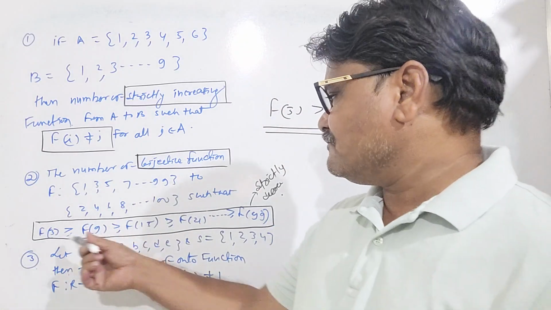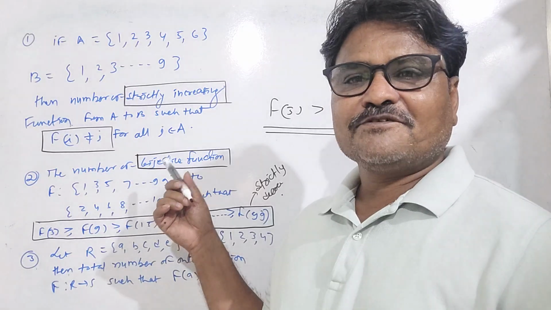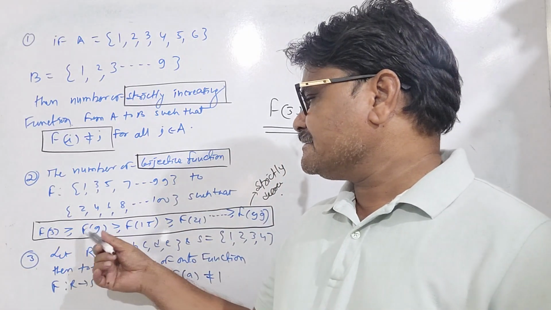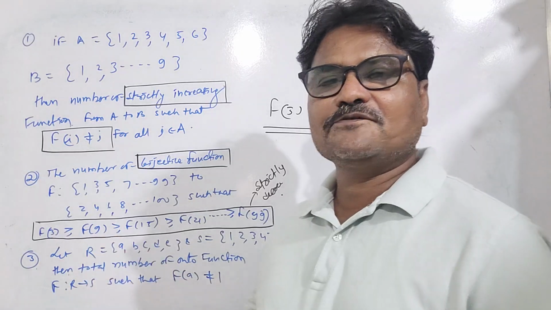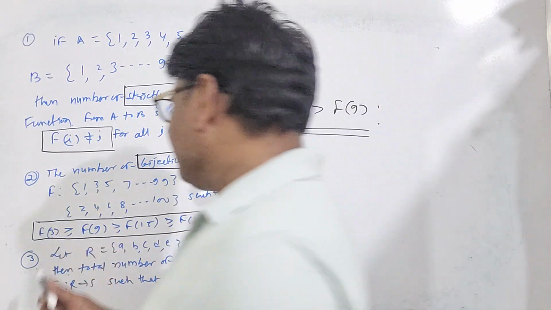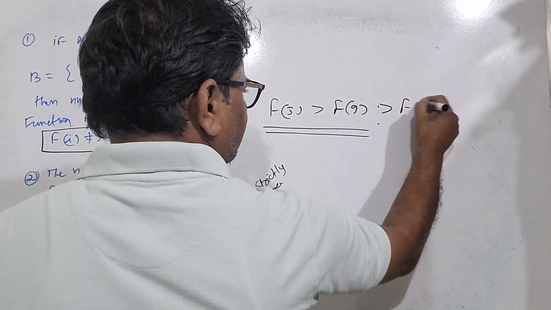Only here we have to use, because it is a bijective function, therefore it is 1-1. 1-1 means strictly increasing. Strictly increasing means f(3) is greater than f(9). It cannot be equal to f(9). Correct? So finally we are having here f(15) and like that.